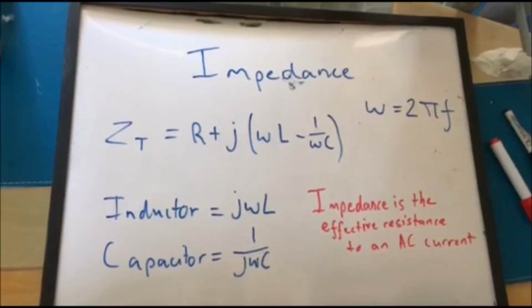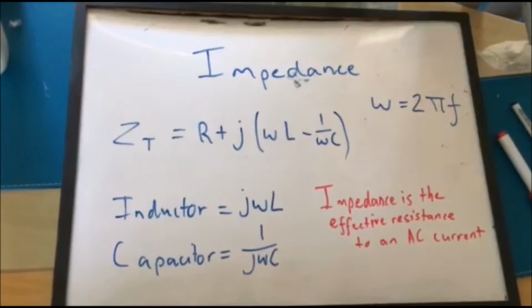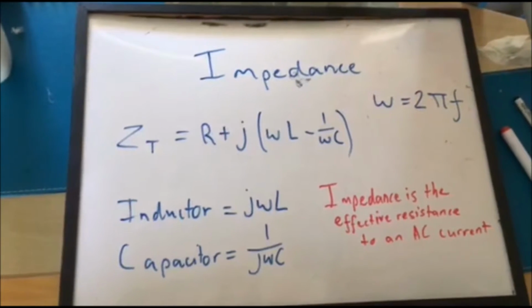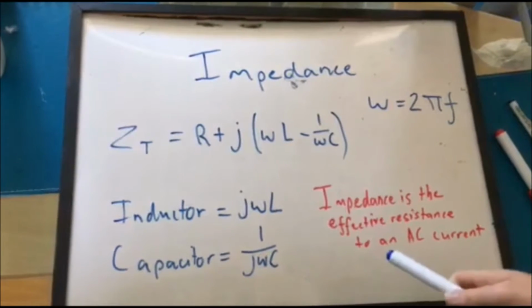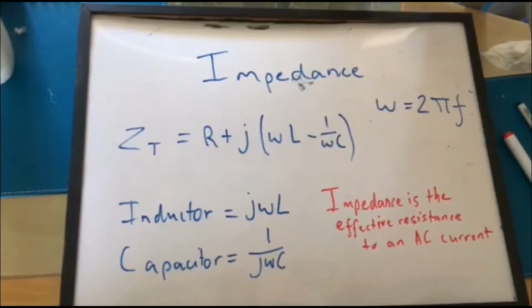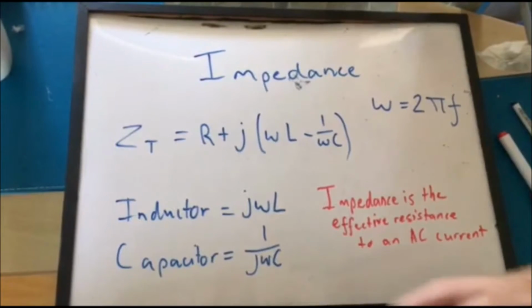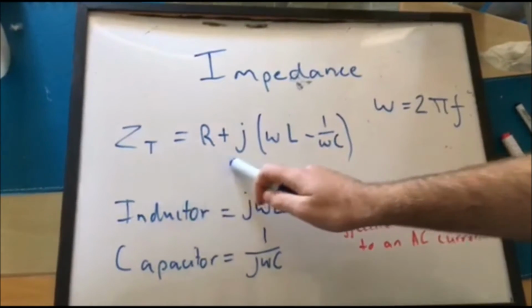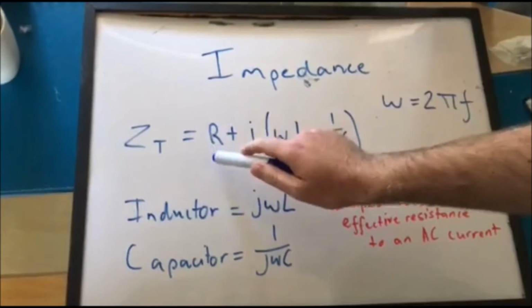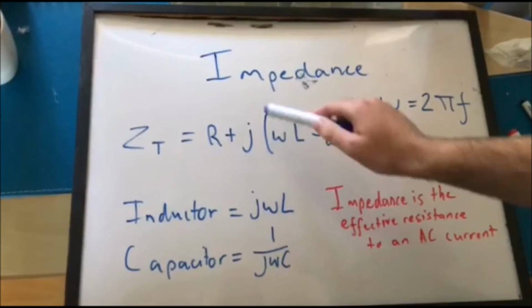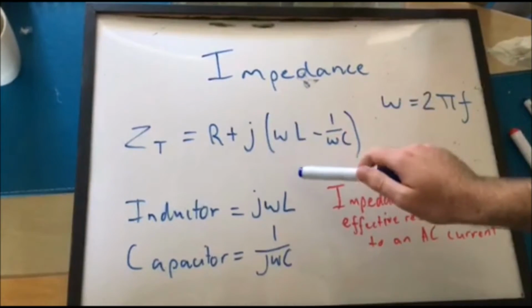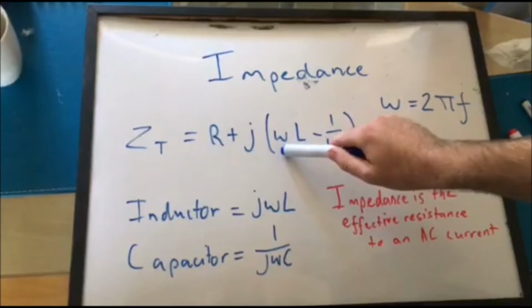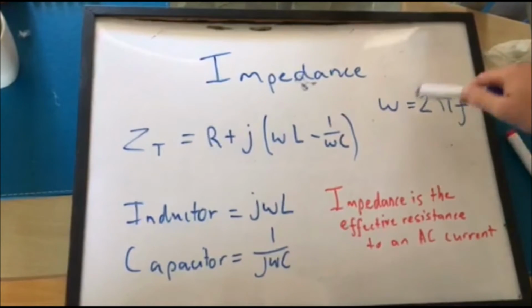Alright, so finally we have the impedance in an AC circuit. Impedance is essentially the resistance to AC current in an AC circuit. So the total impedance equals the value of any resistors plus J, which is an imaginary number operator, times omega, which is equal to 2 pi f.